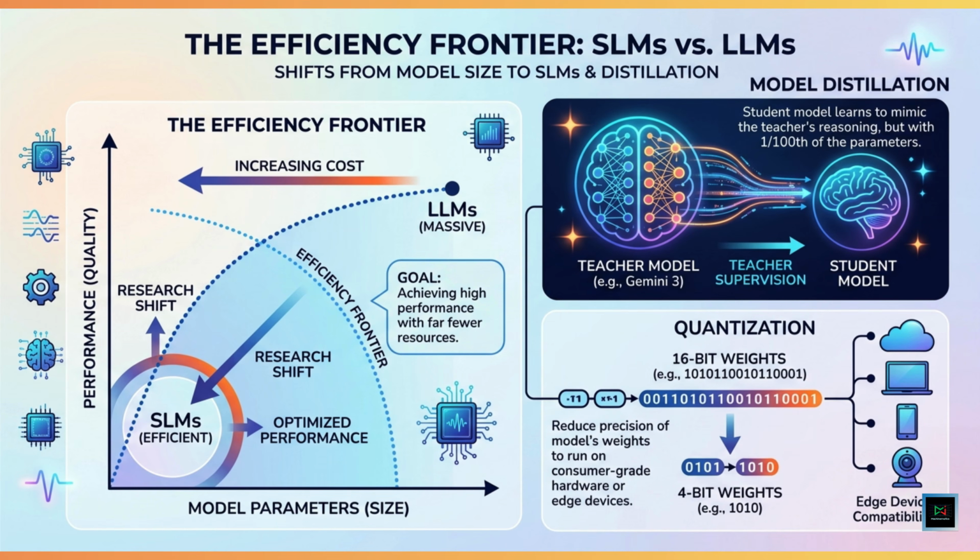In quantization, we reduce the precision of the model's weights, for example from 16-bit to 4-bit or even 1.5-bit. This allows foundation models to run on consumer-grade hardware or edge devices while maintaining near-frontier performance.